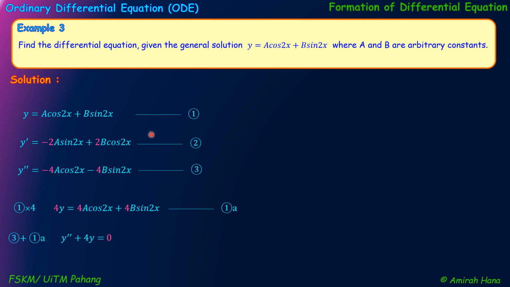We just eliminate using equation 1 and equation 3, because equation 1 and equation 3 look similar. But before we eliminate, we need to multiply equation 1 by 4 first, so that we can eliminate all the constants.